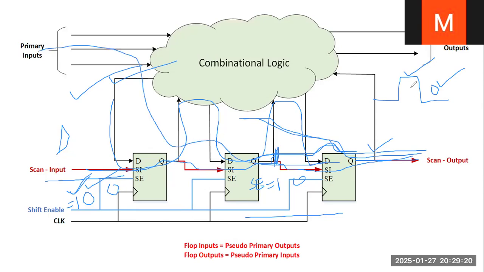And when scan enable is one, during the shift operation, we shift the data, whatever we want to move into the flops scan chain. So that's all about the scan insertion.